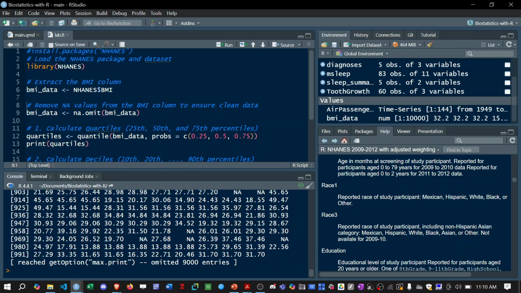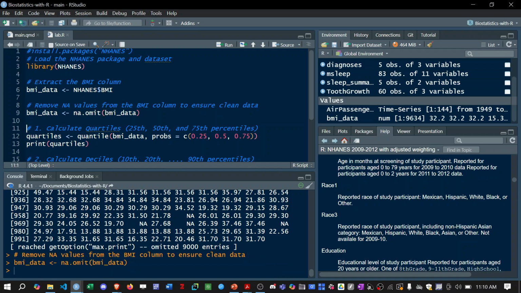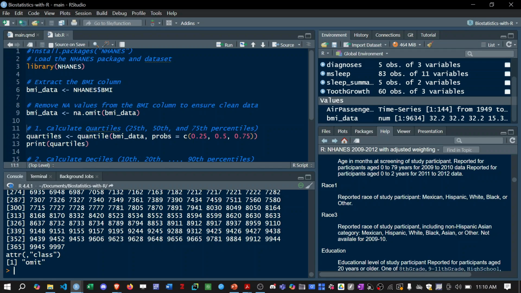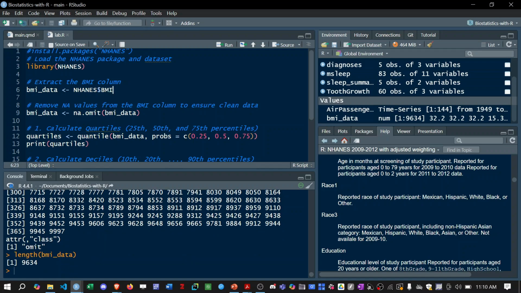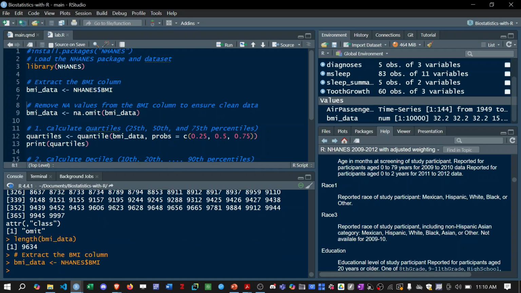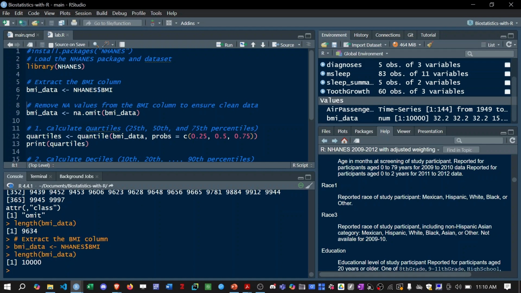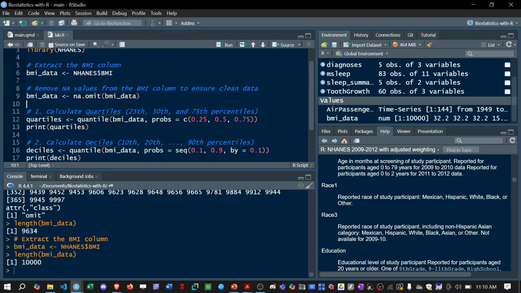I'm just going to omit or remove the missing values by using the na.omit function. Then I'm going to run that, and call the BMI data again, and you can see the missing values have already gone. You can actually take the length to see how many we have. So you can see the initial was 10,000. Now without the missing values, we have 9,634. I'm just going to make sure we omit those missing values.